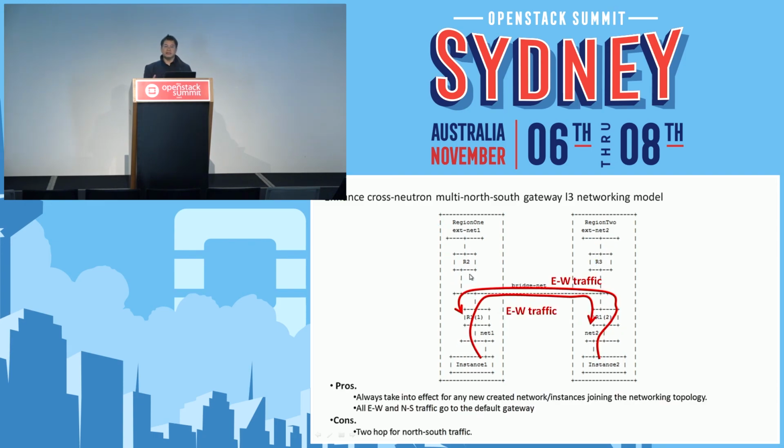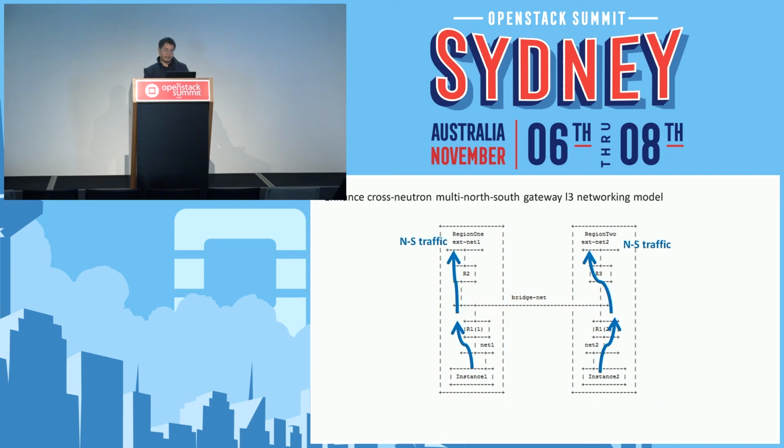The pro is the network topology could work no matter when a new network or instance joins the topology. It always works. The con is that there are 2 hops for the north-south traffic, one more hop for the north-south traffic.